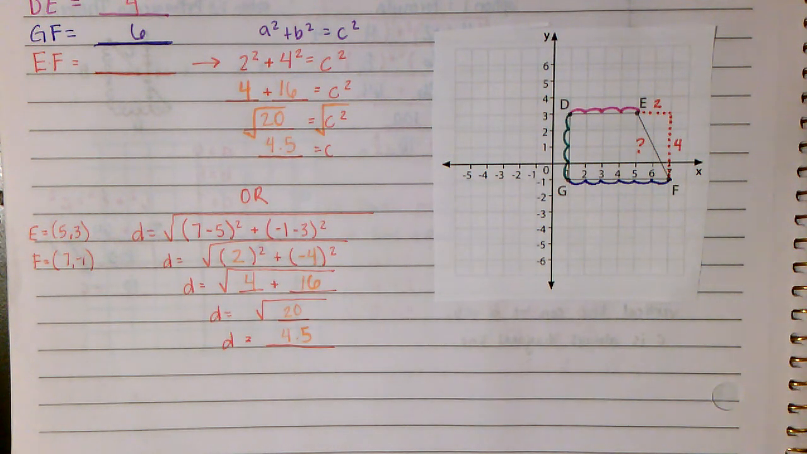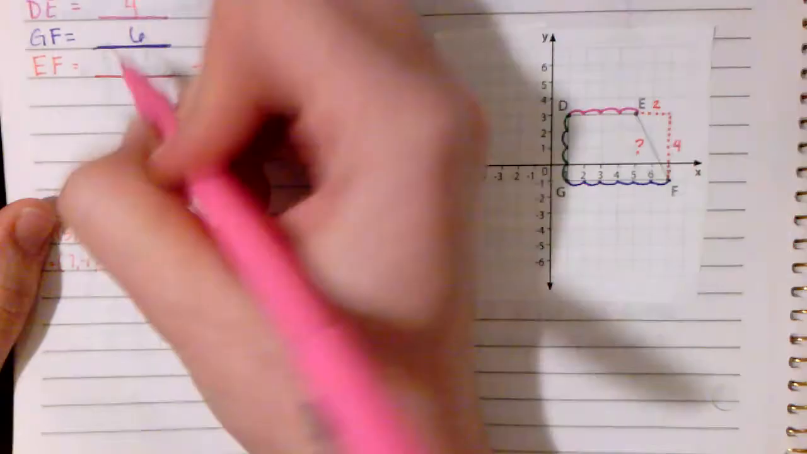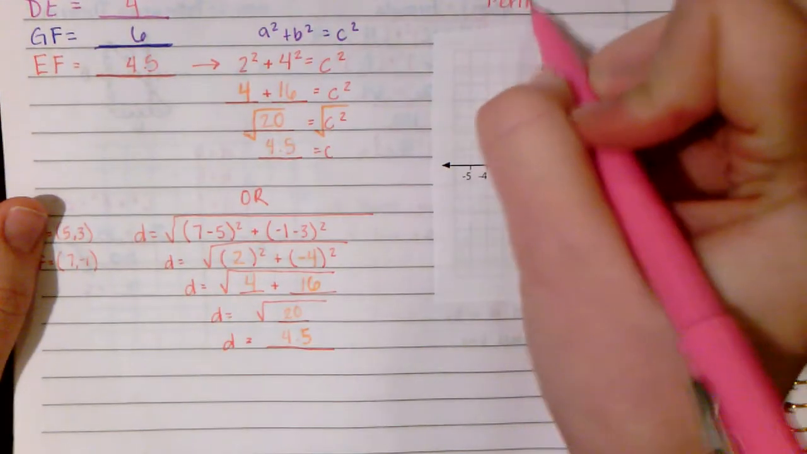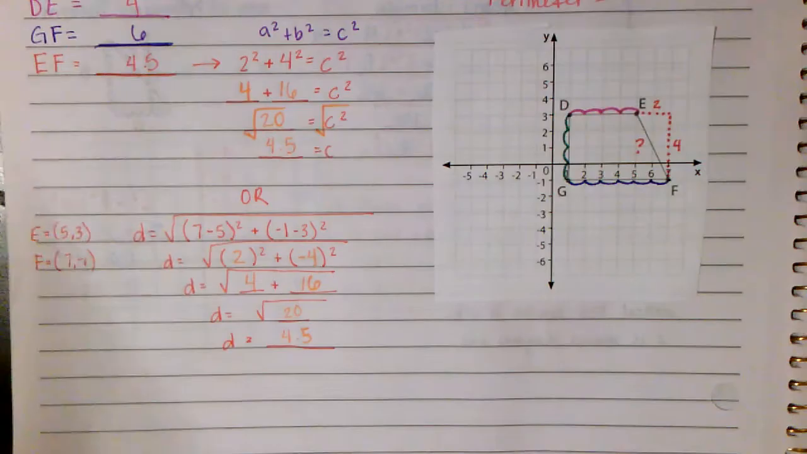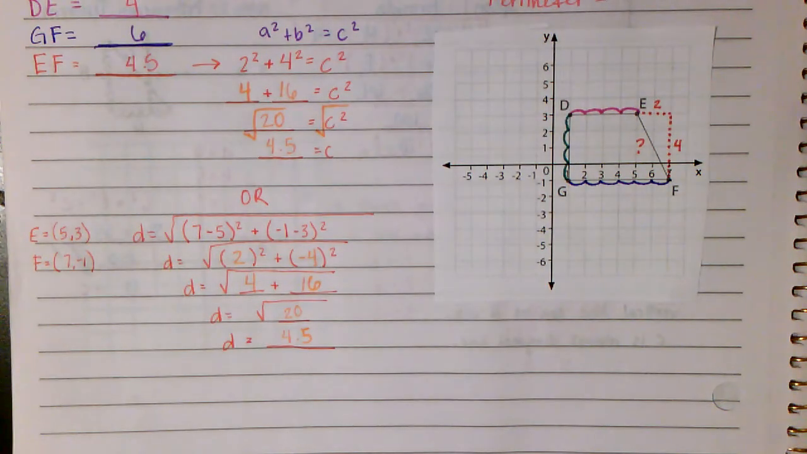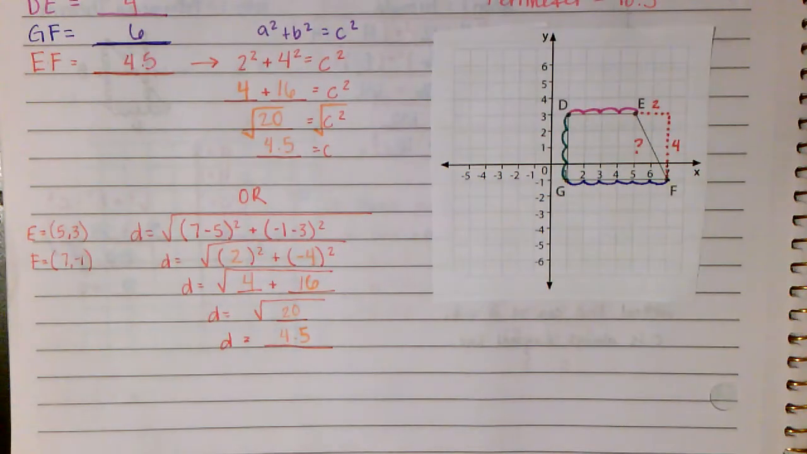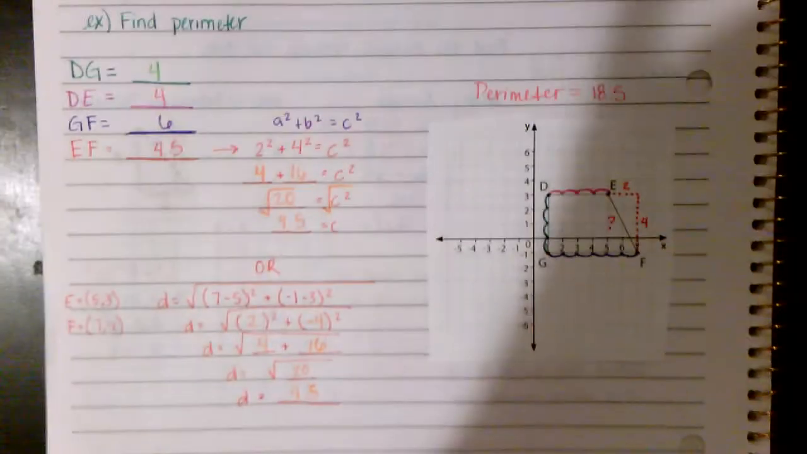So we're going to fill this in. The answer that we got for EF was 4.5. So the perimeter is going to be whatever all these are added up. So let's add them up. 4 plus 4 is 8, plus 6 is 14, plus 4.5 is going to get us to 18.5 is the perimeter of the shape. And now on the next page I have two more examples just to go through real quick.